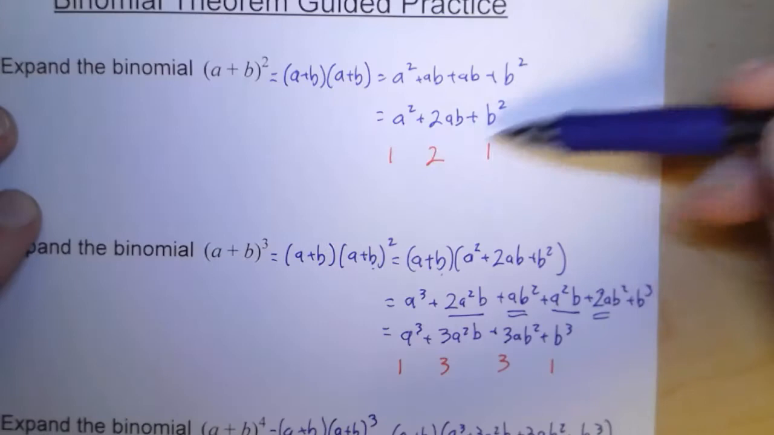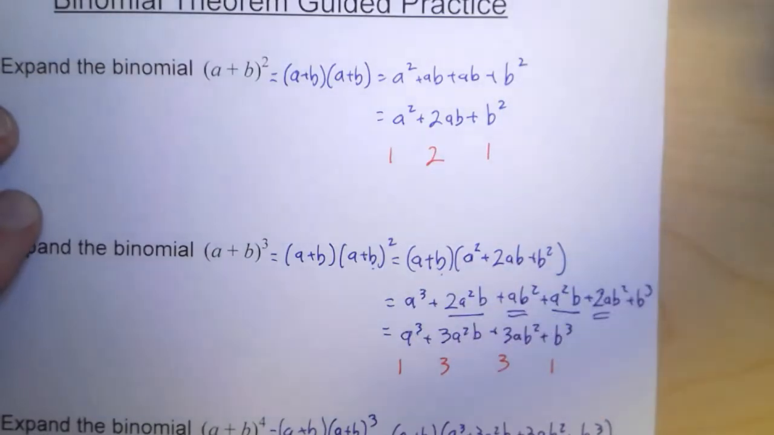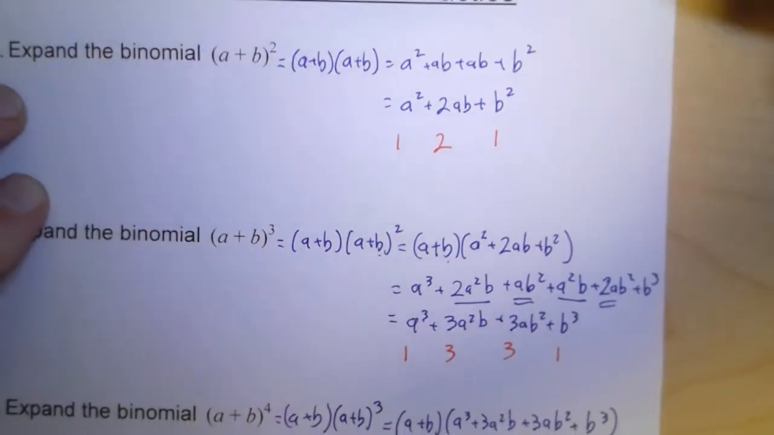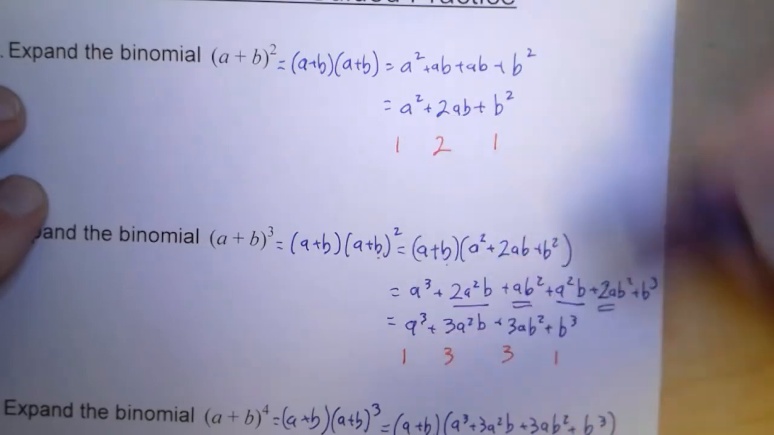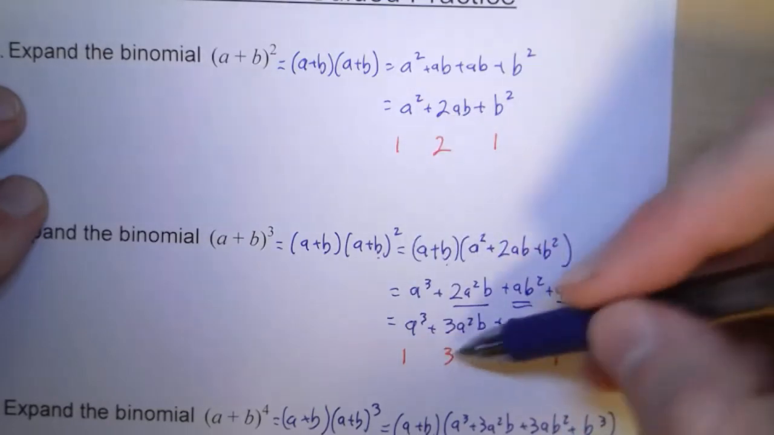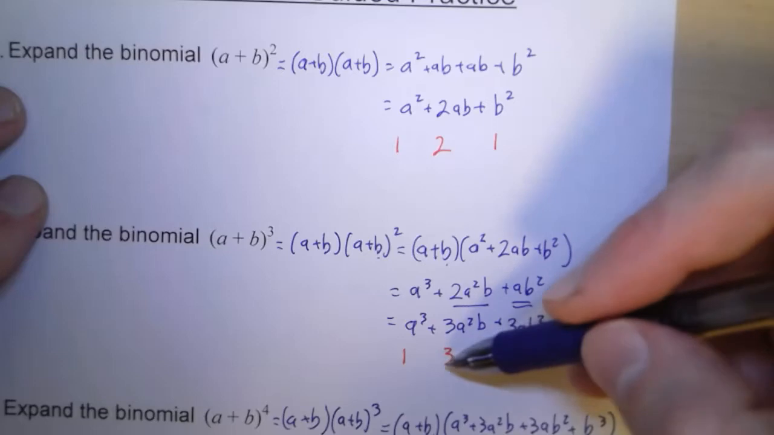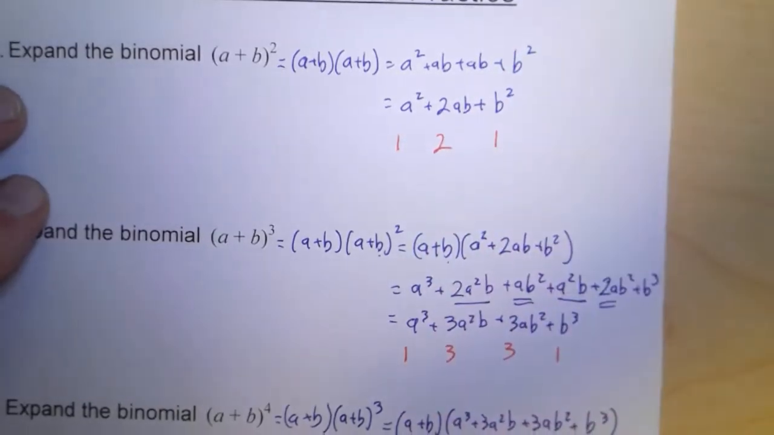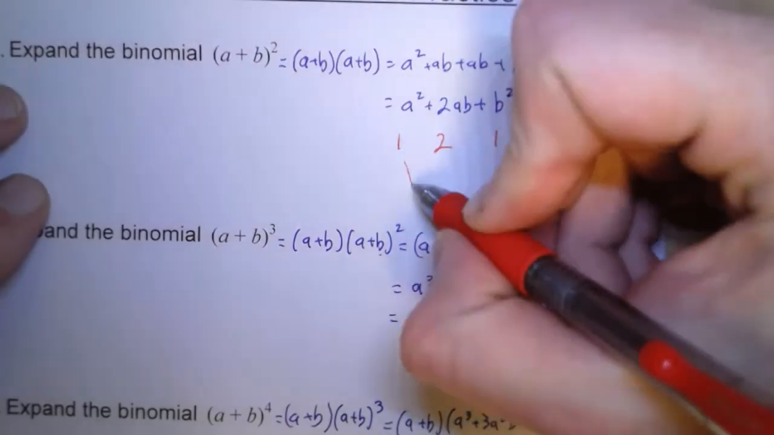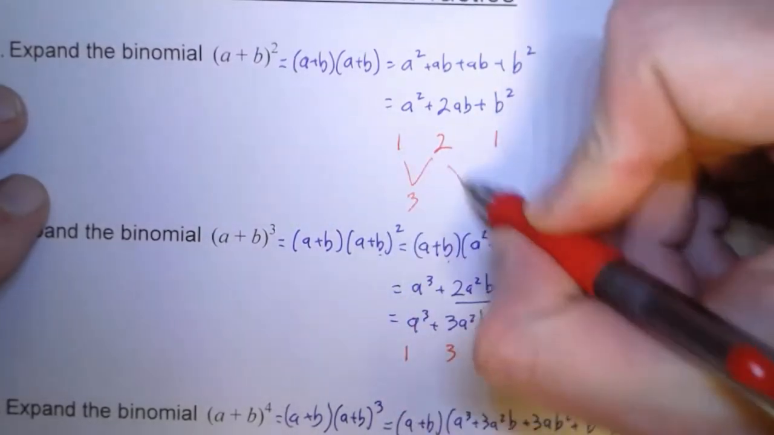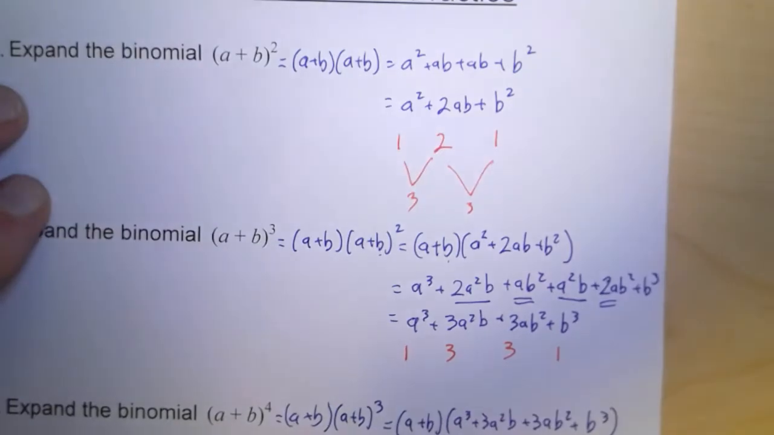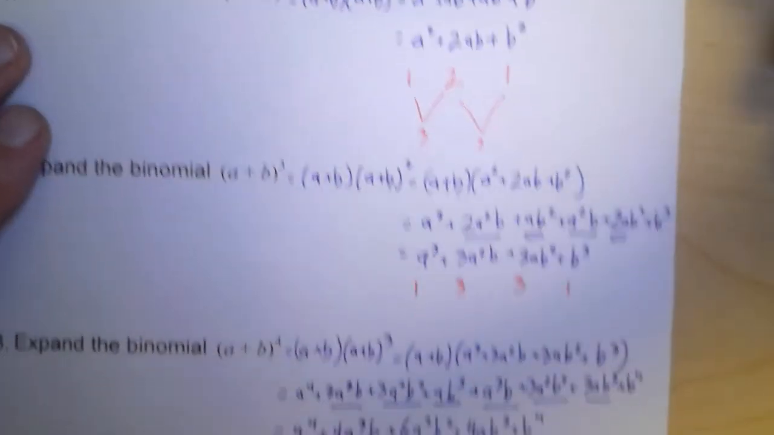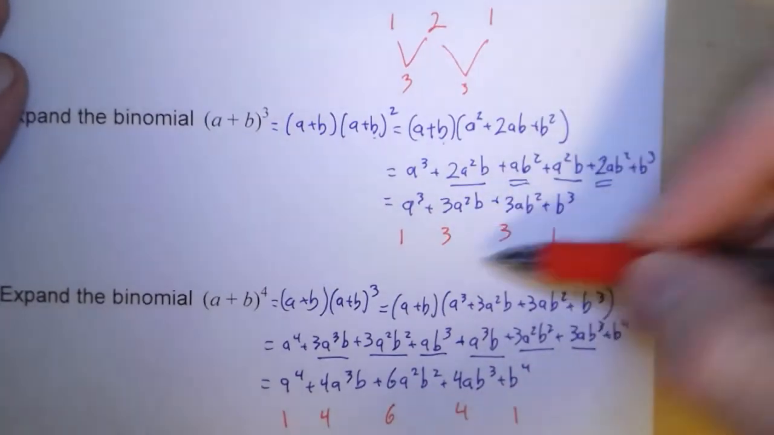Now, if you look here at these two, we have 1, 2, 1, and then 1, 3, 3, 1. Both of these start and end with 1. But what about the numbers in the middle? Where do they come from? Well, the 3's come from, if I add these two, we get 3. If we add these two, we get 3. So that's how we get this.